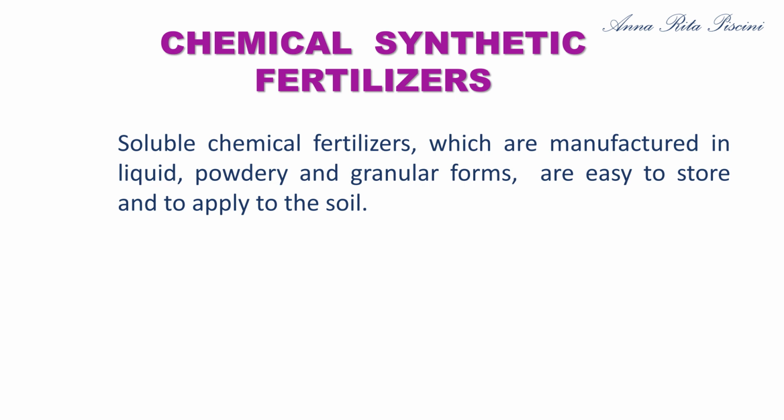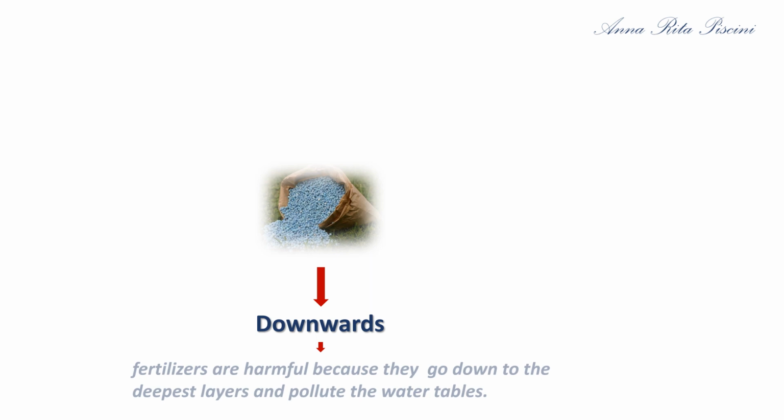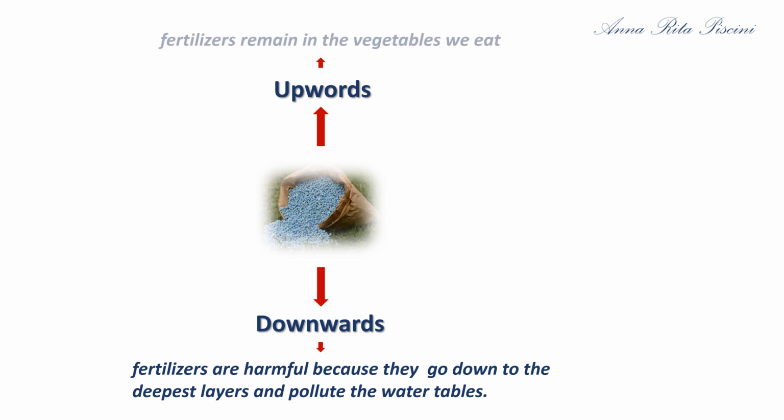Soluble chemical fertilizers, which are manufactured in liquid, powdery, and granular forms, are easy to store and to apply to the soil. But at the same time, their use causes major damage to the environment and human health. They move in three different directions. Downwards, fertilizers are harmful because they go down to the deepest layers and pollute the water tables. Upwards, fertilizers remain in the vegetables we eat.